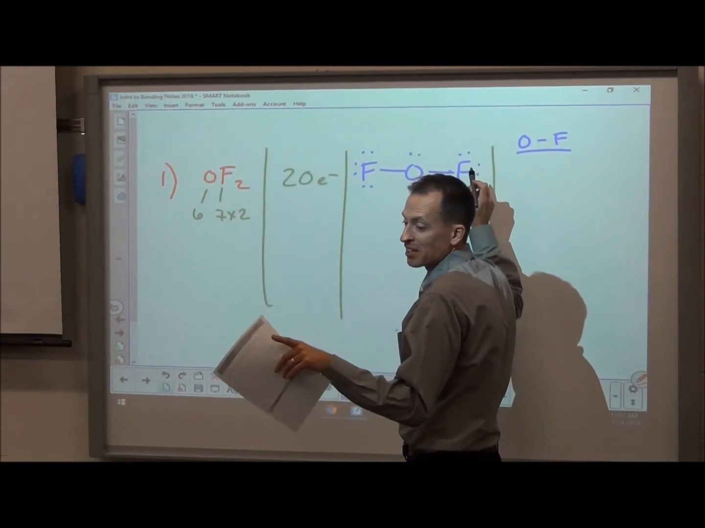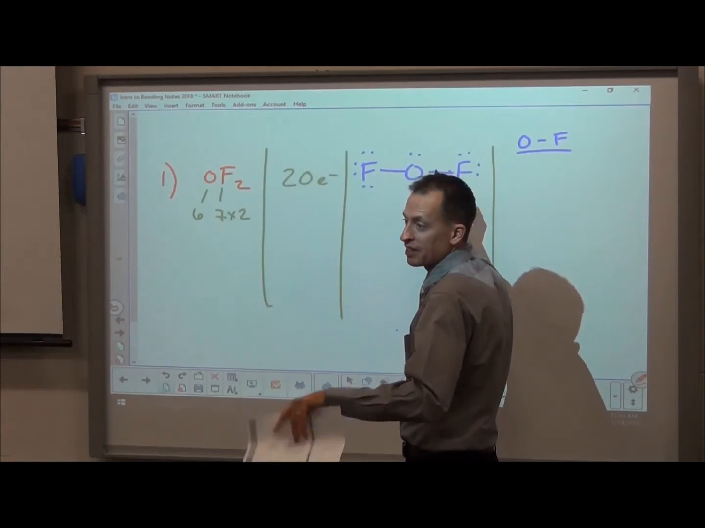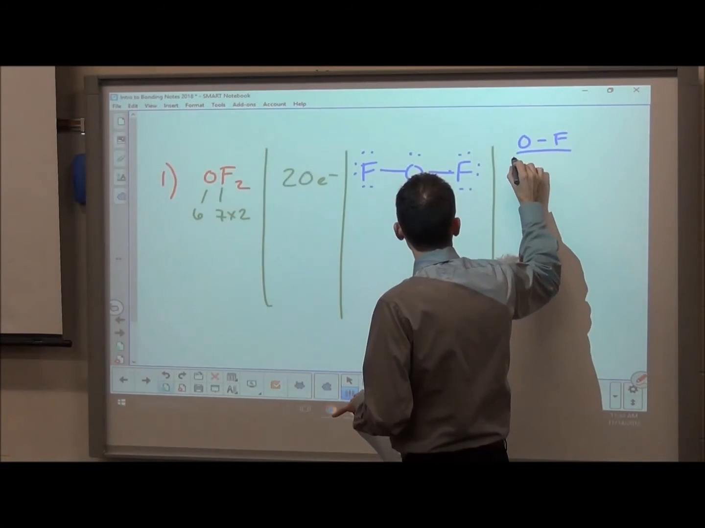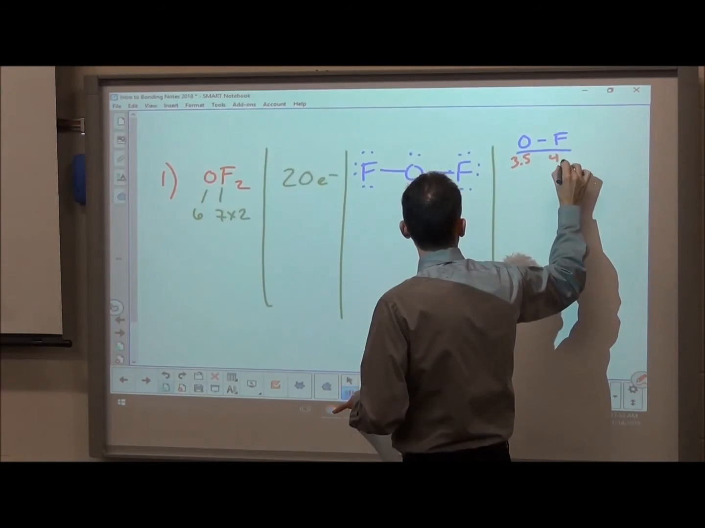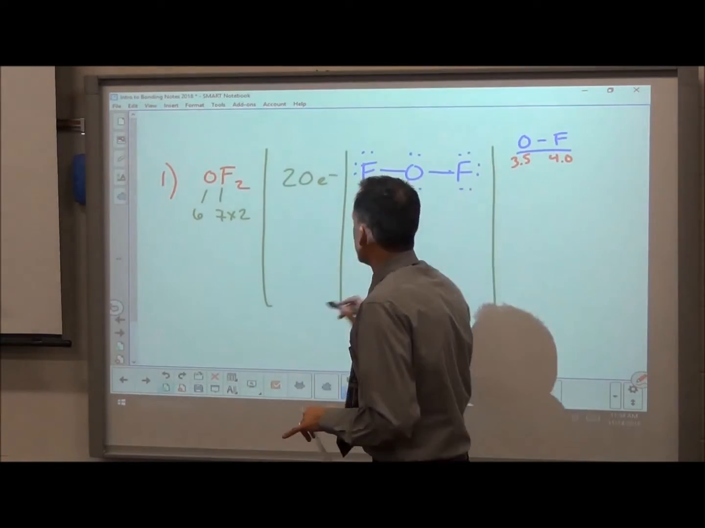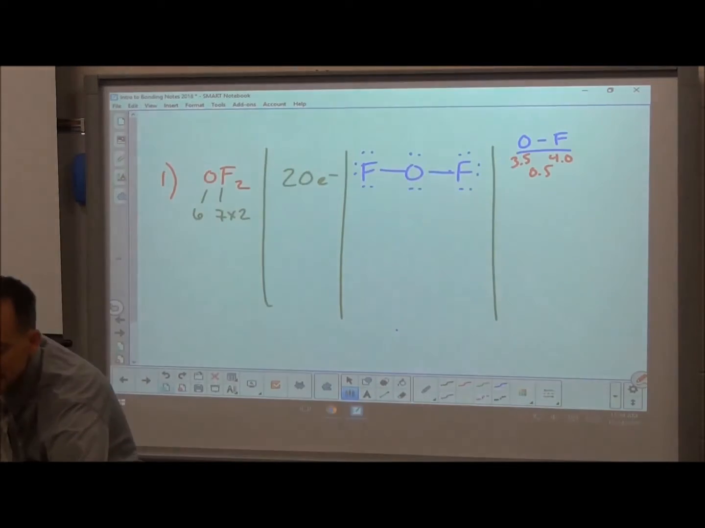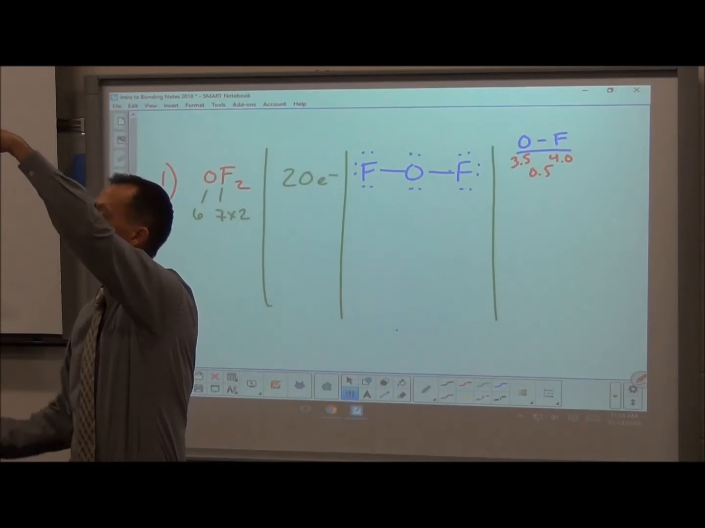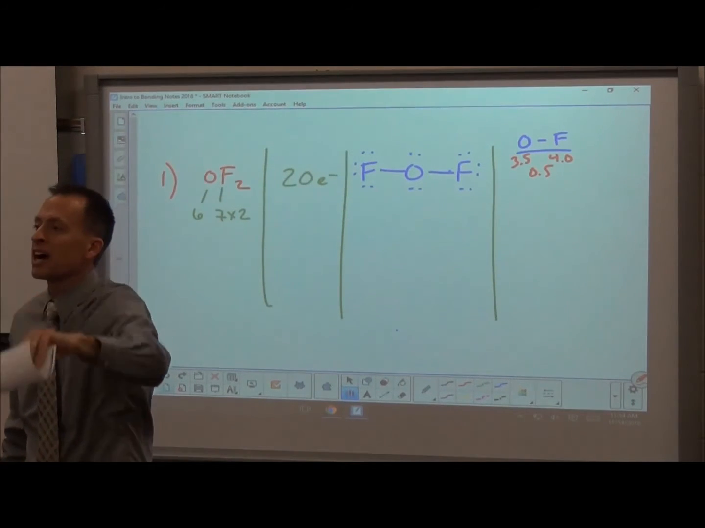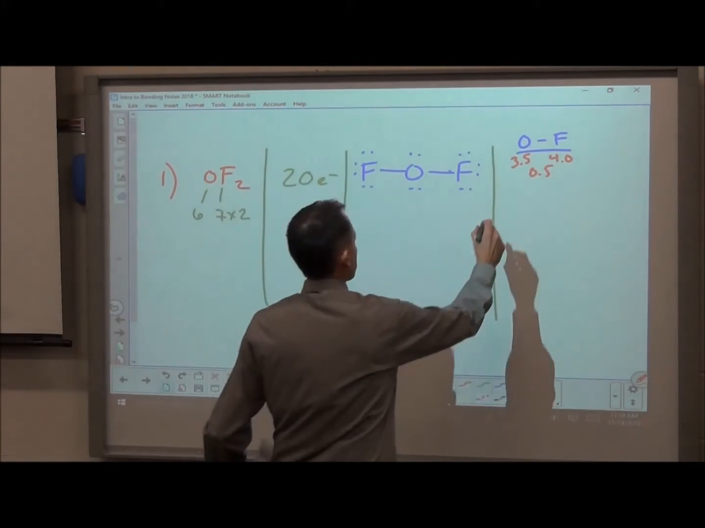If you look up on your little half sheet, there's all these electronegativity values. I'm going to write them really tiny. Correct me if I'm wrong. I believe it's 3.5 and 4.0. The difference is 0.5. If you look at your note sheet, or actually the little half sheet, there's a table. Where is 0.5? Is it polar, non-polar, or ionic? Polar. So I'm going to write the word polar.